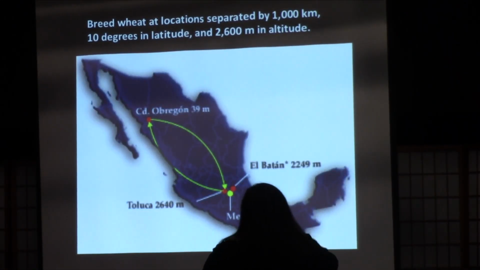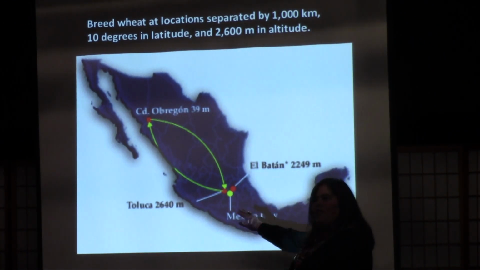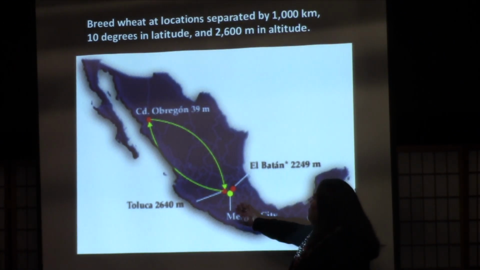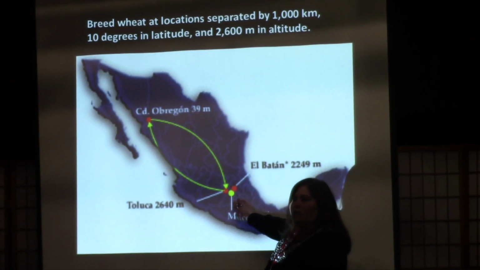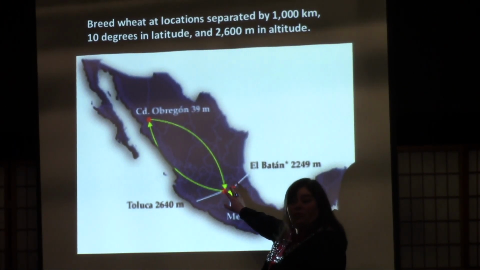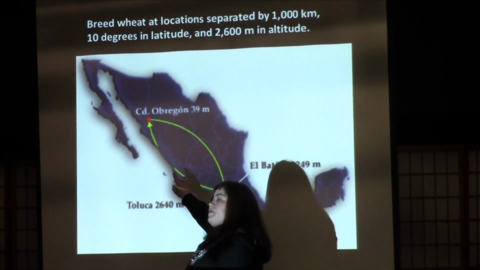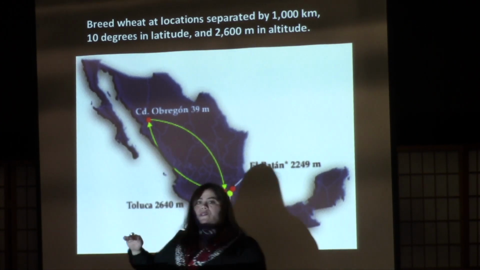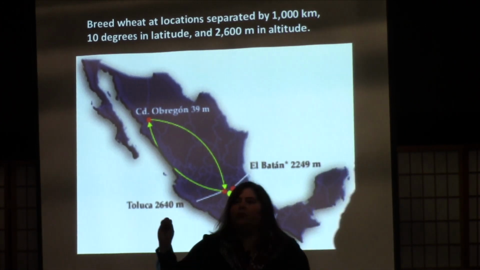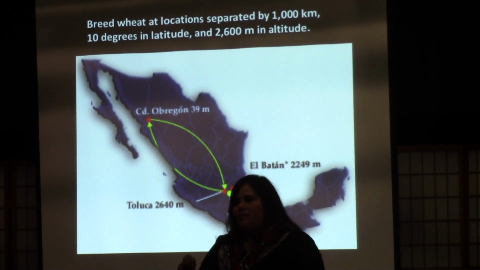And this is where the ingenuity comes in. Do you remember those two research stations I just introduced you to? One was in central Mexico, in a mountainous, very rainy region. And the other one was in the north, in Ciudad Obregón, which is almost at sea level, right on the border with the Sonoran Desert.